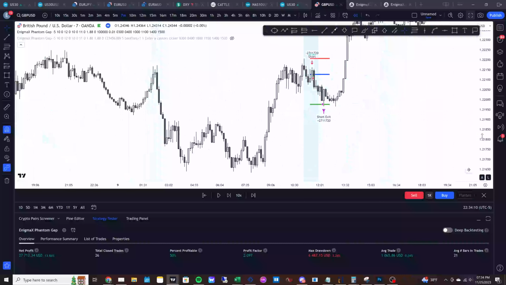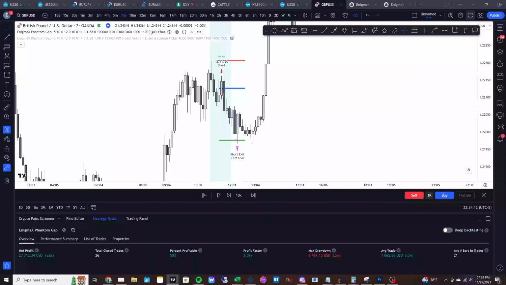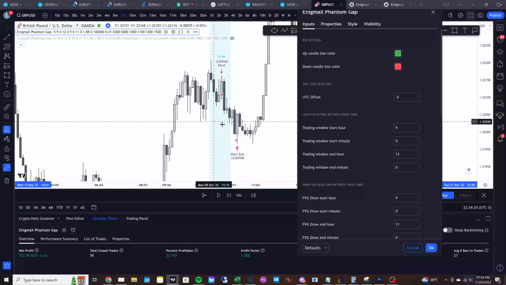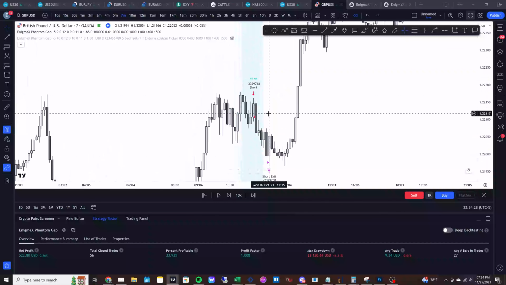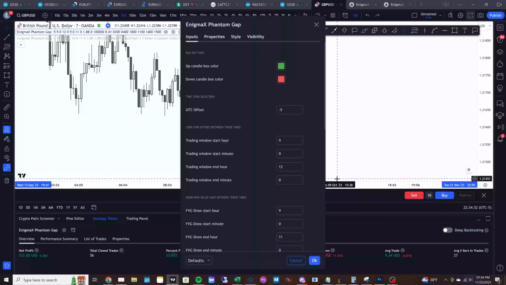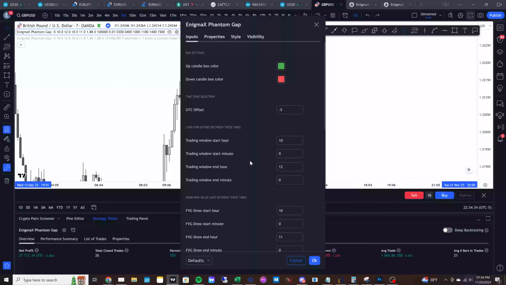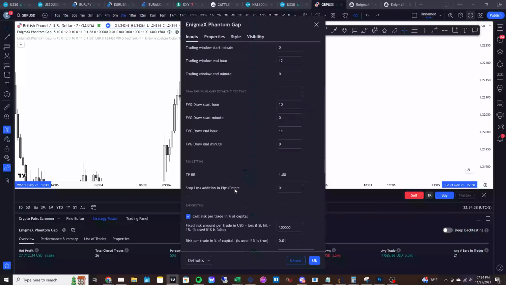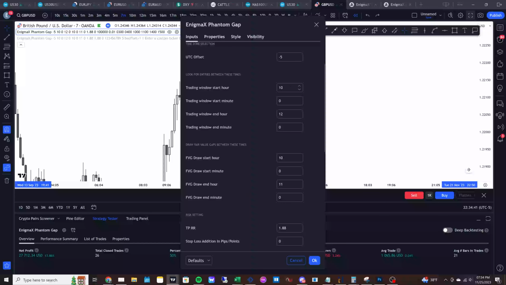So if you come here and you change these, you can start the trend earlier or later or however you want. And then this is also how you're going to change your silver bullet. So some people like to trade London, some people like to trade the afternoon silver bullet. So in here you just put those corresponding hours.